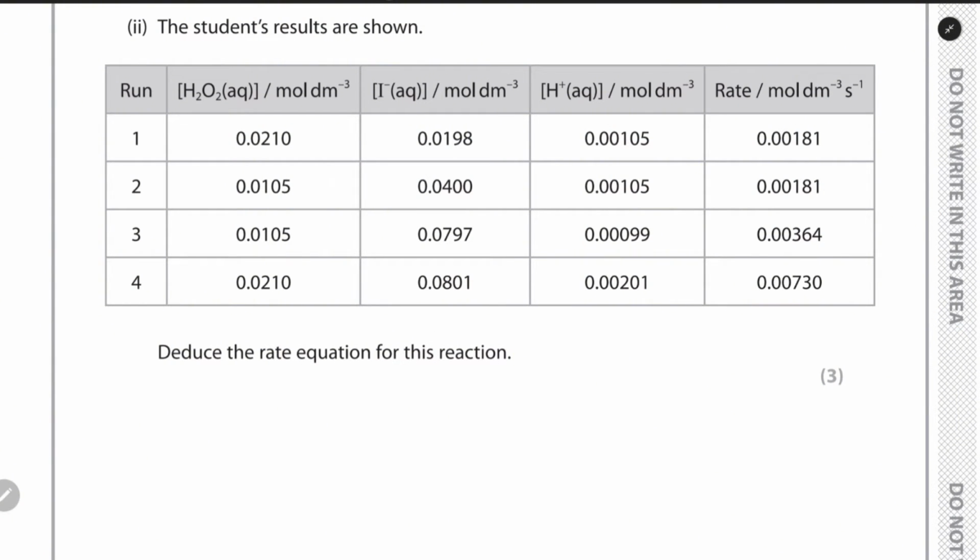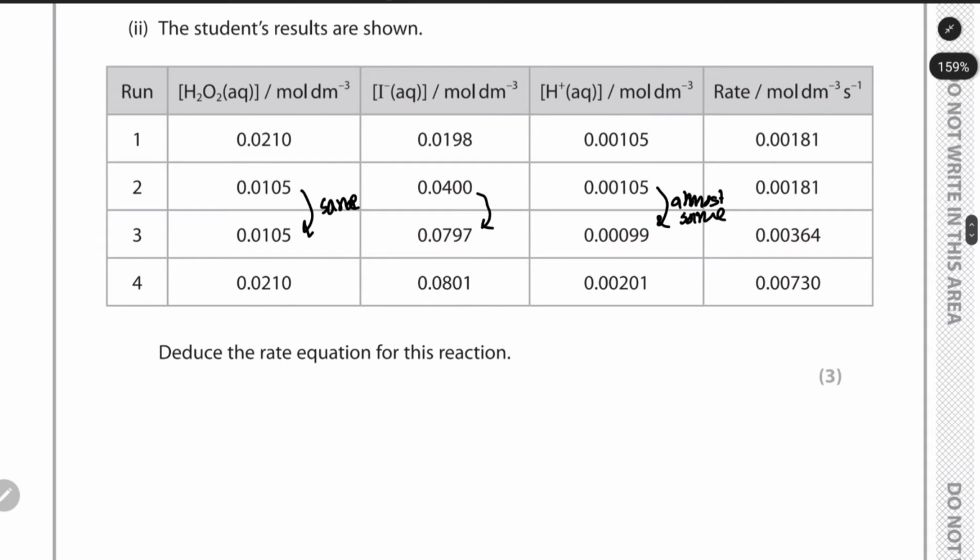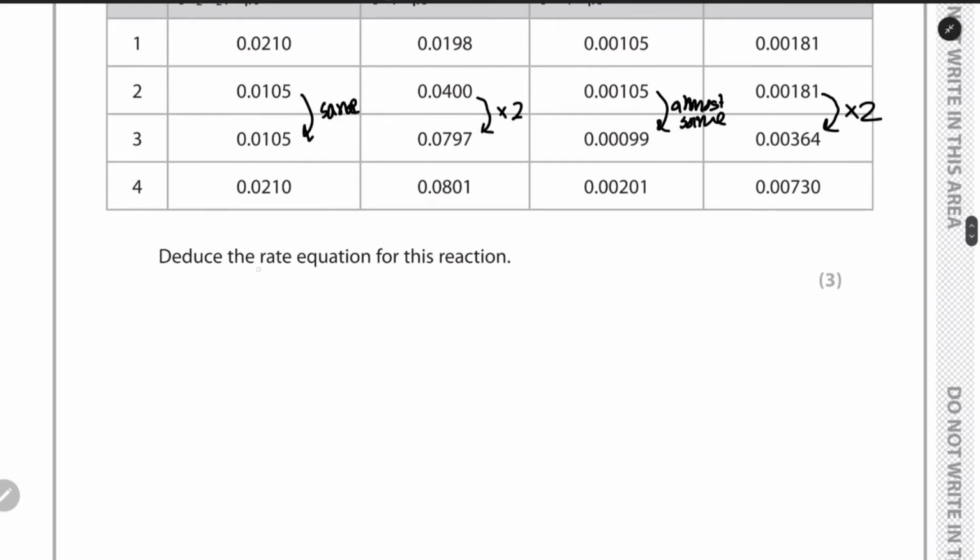So between reaction 2 and 3, the concentration of H2O2 is the same. The concentration of H plus is almost the same, and the concentration of I minus is almost doubled, and the rate of reaction also doubles. So the rate of reaction in respect to I minus is 1. So with respect to I minus, rate order of reaction is 1.